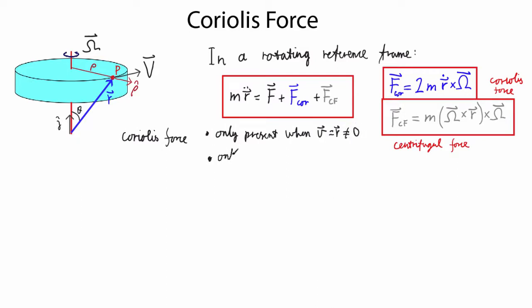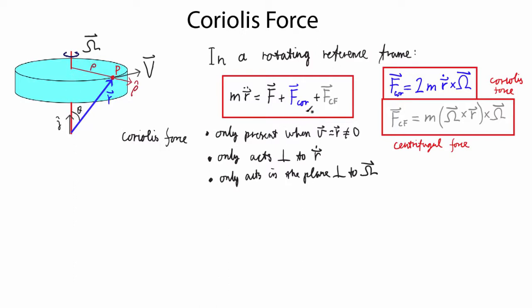Also, it only acts perpendicular to r dot because it has this form of the cross product, and for the same reason it is only acting in the plane that's perpendicular to omega. So the Coriolis force will act in this plane, but never vertically.